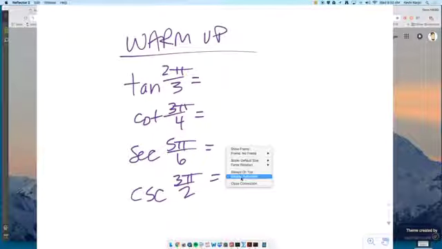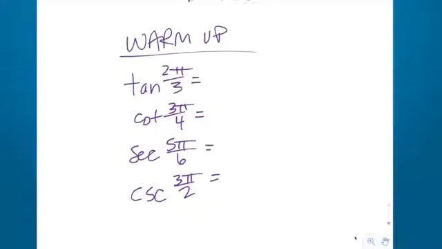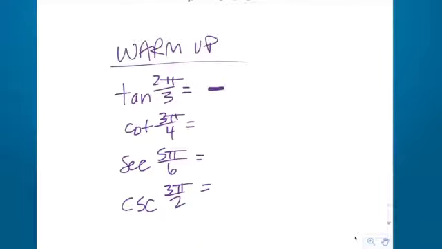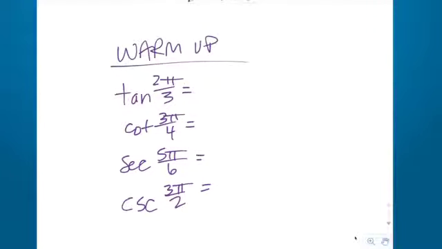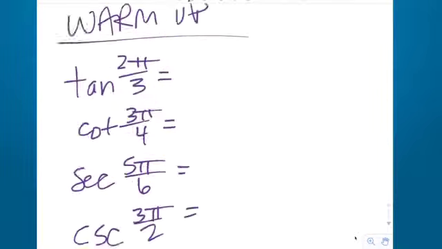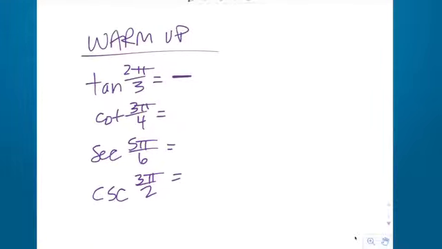Yeah, good. All right, so quick warm-up. Tangent of 2 pi thirds, of course, is what? Negative, good, because we're in quadrant 2. Tangent of 2 pi thirds is negative. There you go, negative. Square root of 3. Very good, very good.